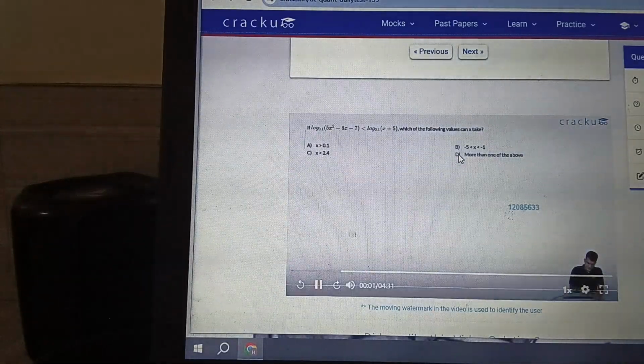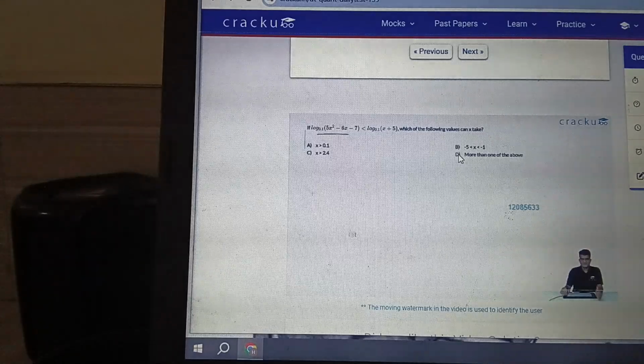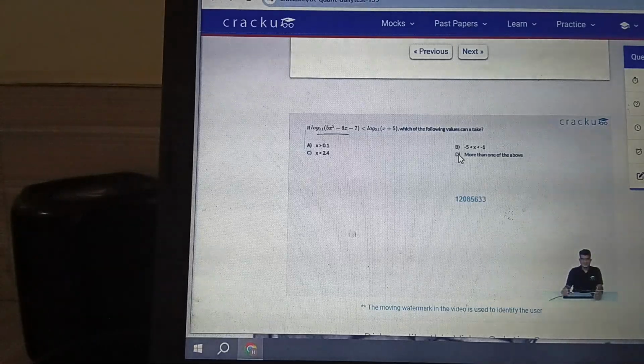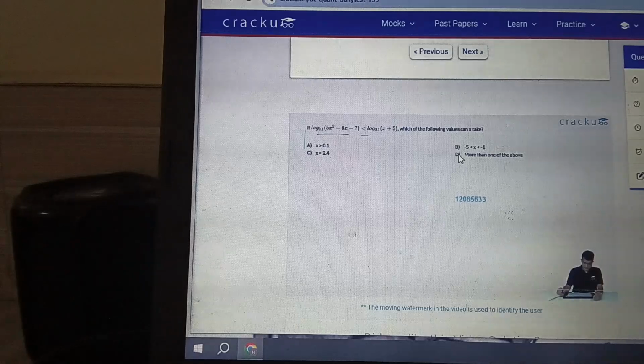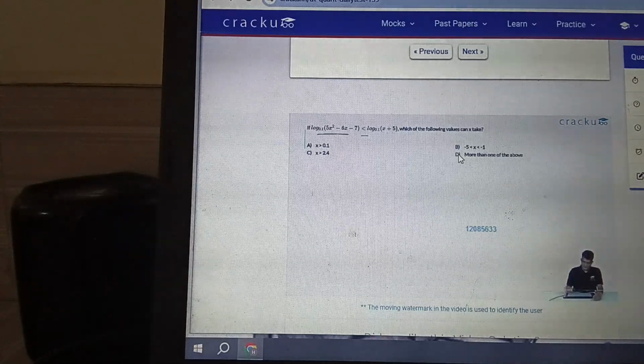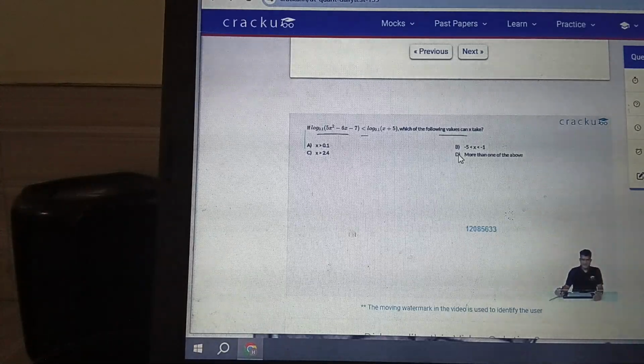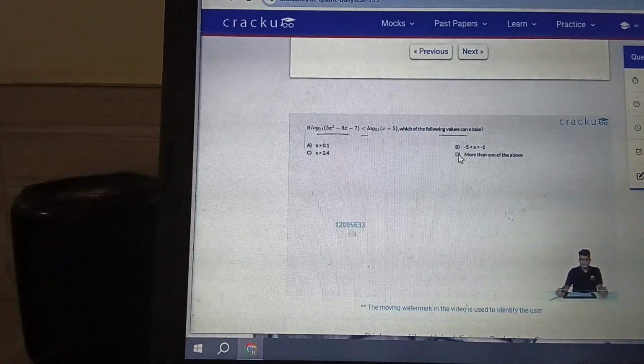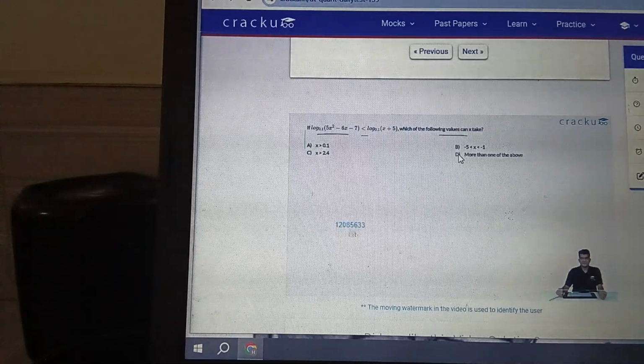In this question we are told that there is an inequality: log of 5x square minus 6x minus 7 to the base 0.1 is less than log of x plus 5 to the base 0.1, and we are required to calculate the values that x can take. Firstly, for the logarithms to be defined, you want the arguments to be greater than 0.